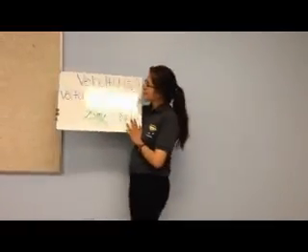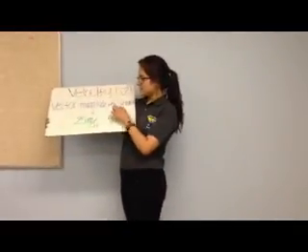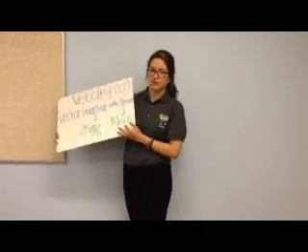Versus velocity, which is the vector. Magnitude with direction, so 25 meters per hour north.